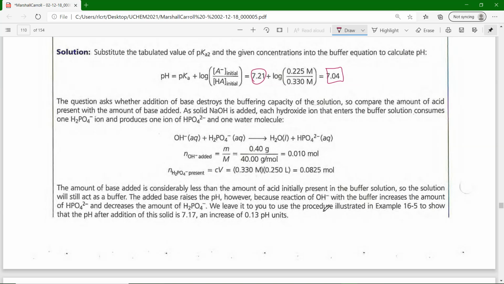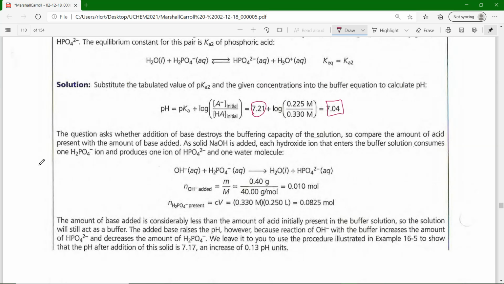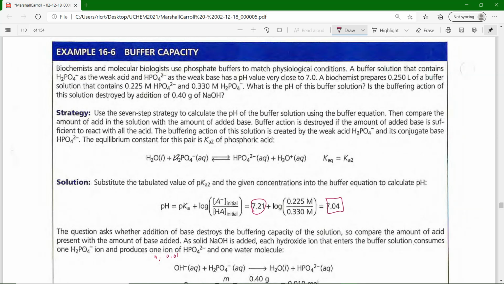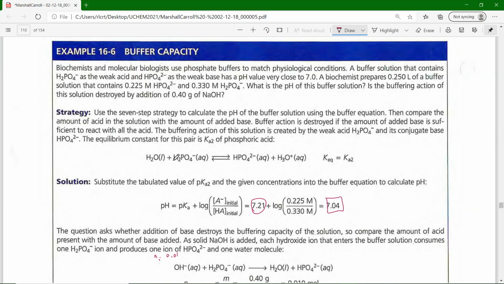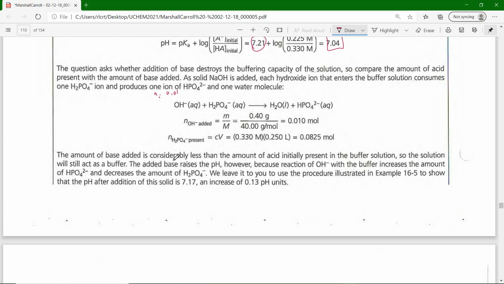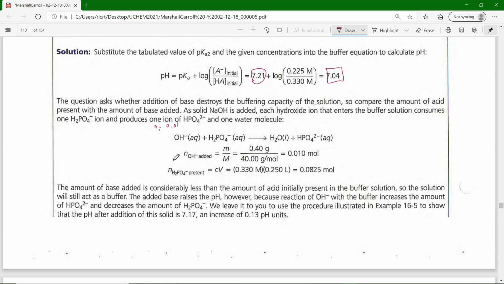So when we bring in the OH-, we put in 0.4 grams, so that's 0.01 moles. Was that how much OH- we had to put in? Is the buffering action destroyed by 0.4 grams? So 0.4 over 40 is 0.01 moles of OH-. The H2PO4- present is its concentration times the volume, 0.0825. Okay, so we got lots.